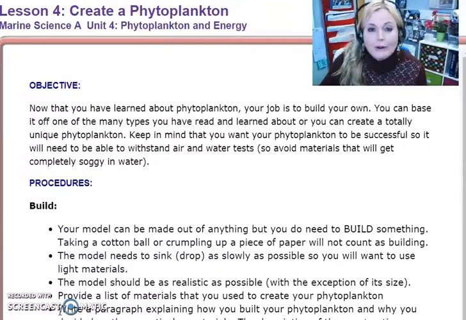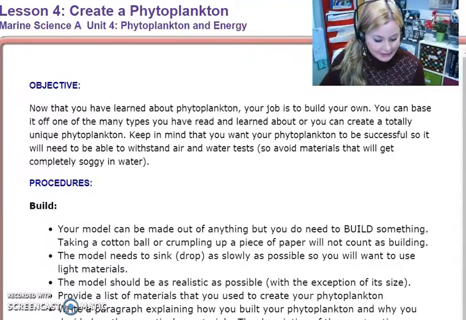So for example, a phytoplankton would have chloroplasts and do photosynthesis, whereas a zooplankton would not. And actually, interestingly enough, there are phytoplankton that are both photosynthetic and also consumers. So they do both in the microscopic world of plankton.